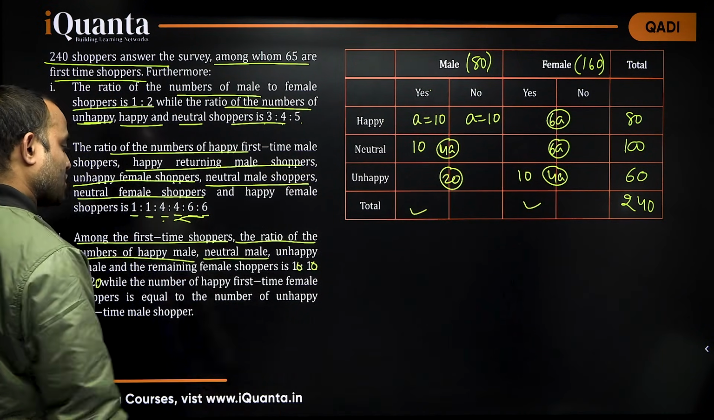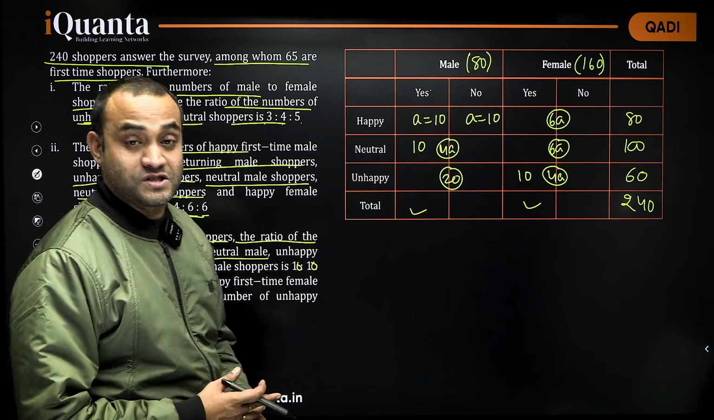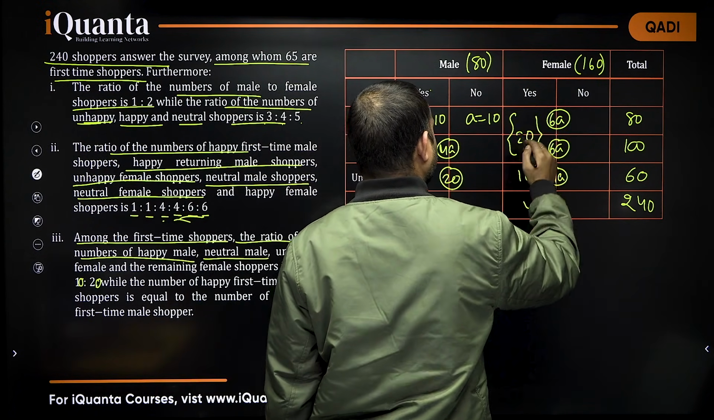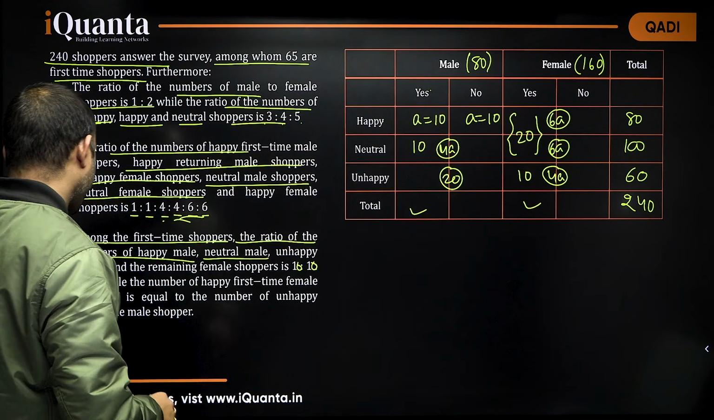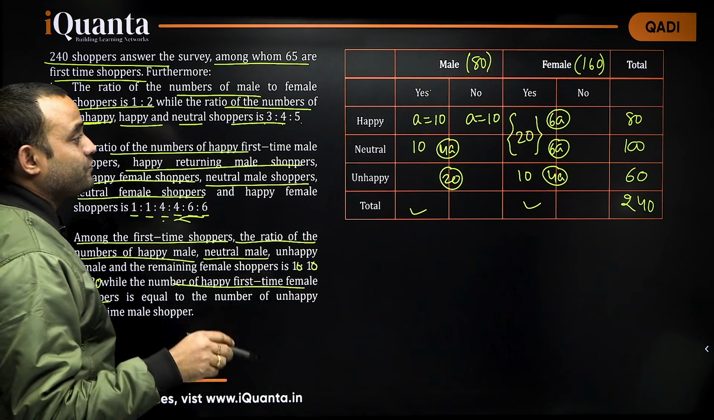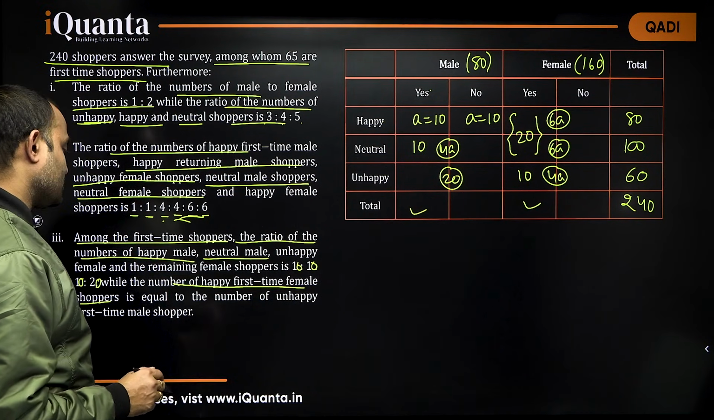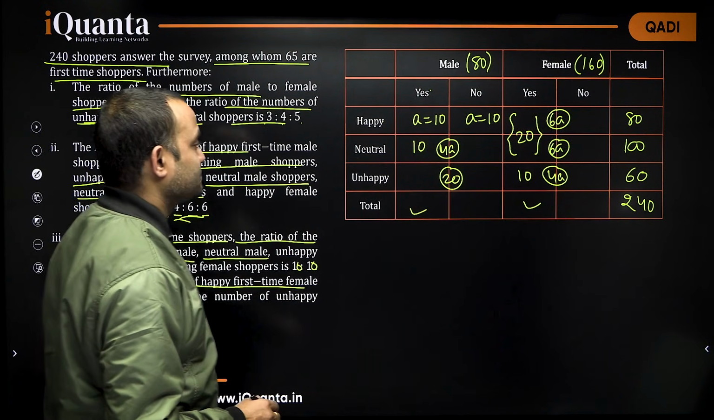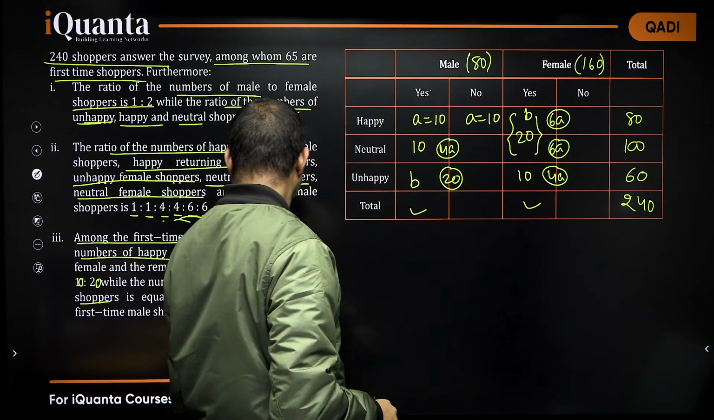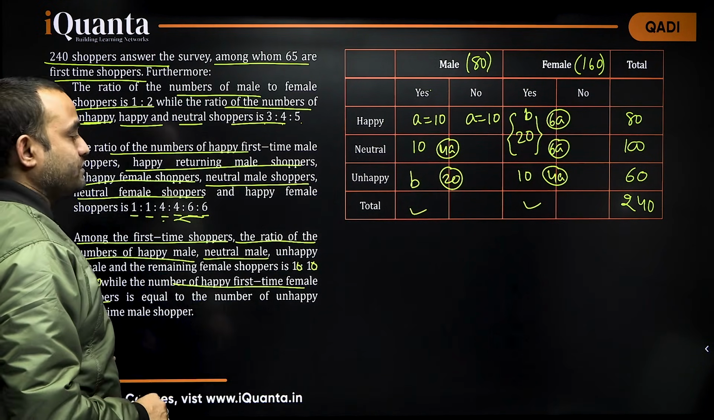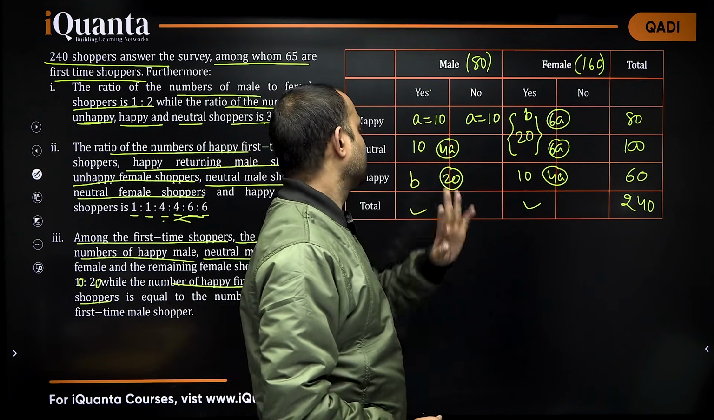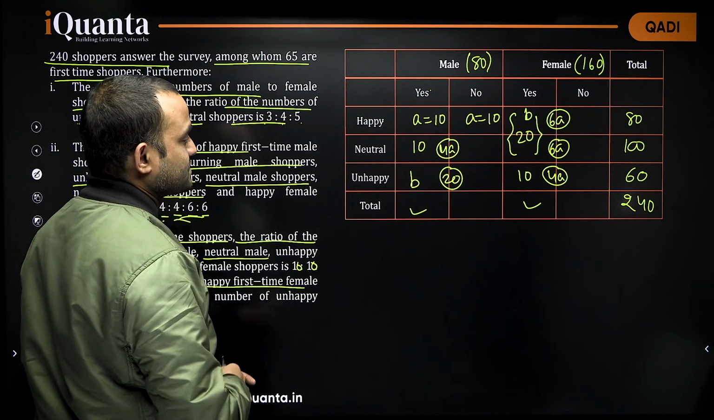And the remaining female shoppers of the first timer, means sum of these two. This is 20. Okay. Well, the number of happy first time female shoppers is equal to the number of unhappy first time male shoppers. If this value is B, this value is also B. Number of happy first time female shoppers is equal to the number of unhappy first time female shoppers, B and B. Now what do we know? How do we break this?